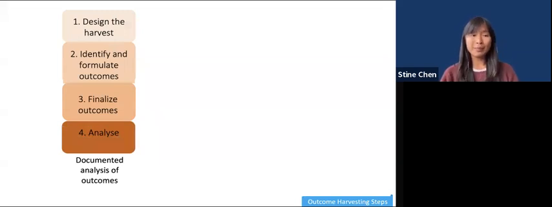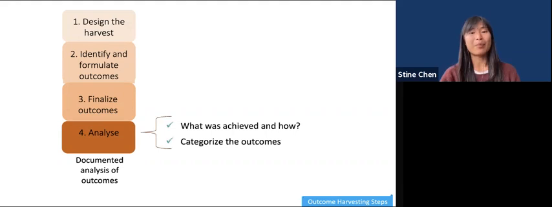And the fourth step is the analysis. So here we analyze the outcomes that have been collected. And the main questions to ask here are what has been achieved and how. So looking at all of the outcomes that have been collected, what was the change that happened, and also where has change not happened and why is that.